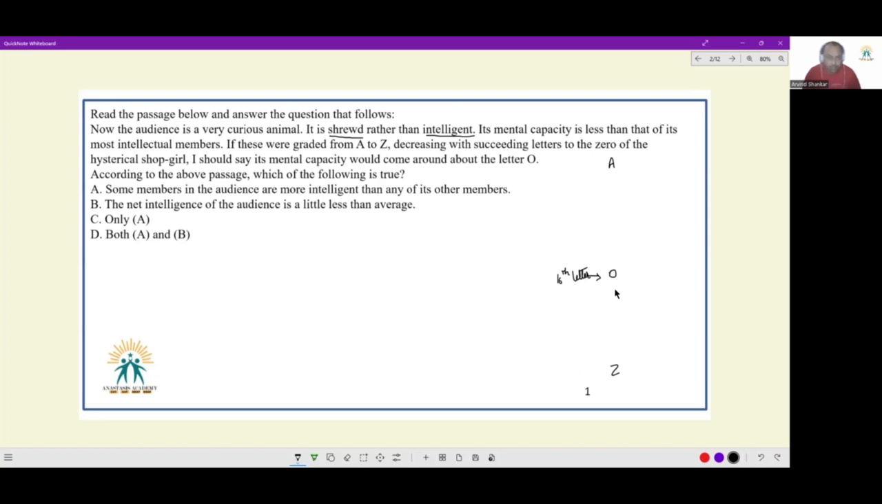According to the above passage, which of the following is true? Some members in the audience are more intelligent than any of its other members. Yes, there are going to be certain more intelligent people. There are going to be certain comparatively lesser intelligent.